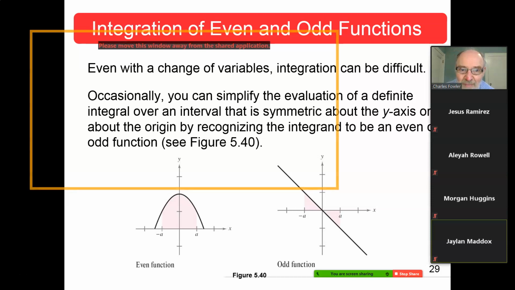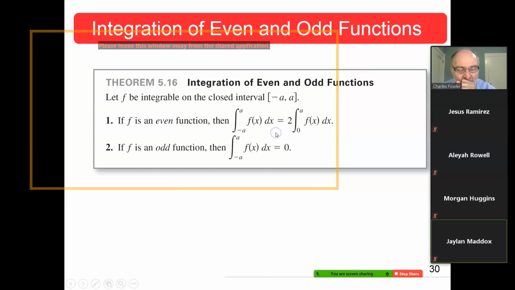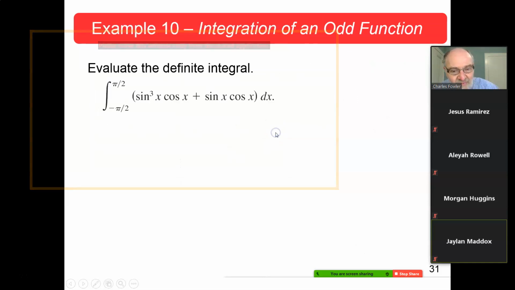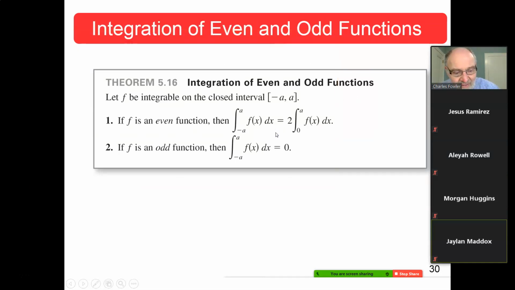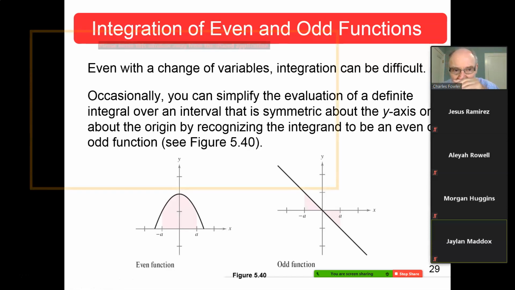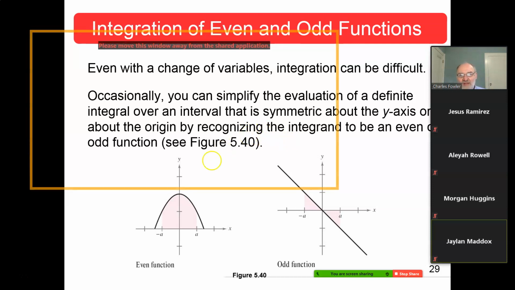Even with a change of variable, integration can be difficult. Boy, what an understatement. Occasionally, you can simplify the evaluation of a definite integral over an interval that is symmetric about either the y-axis or about the origin by recognizing, oh goodness, why did that happen again? There we go. Sorry. Okay. By recognizing the integrand as either an even or an odd function.